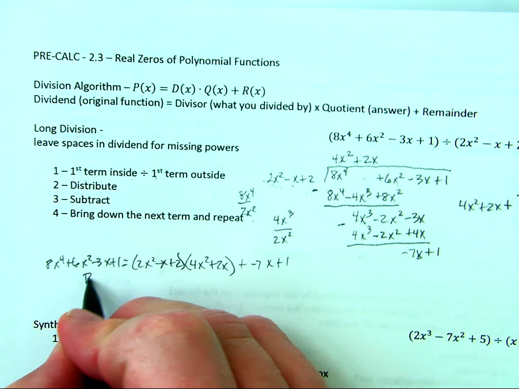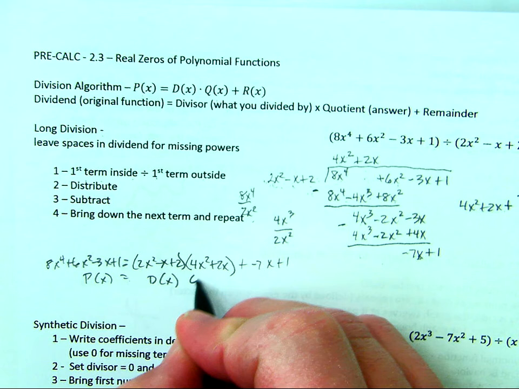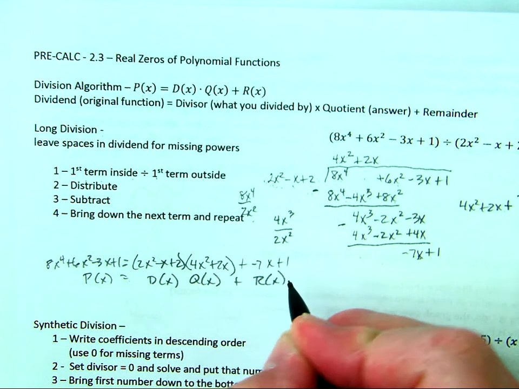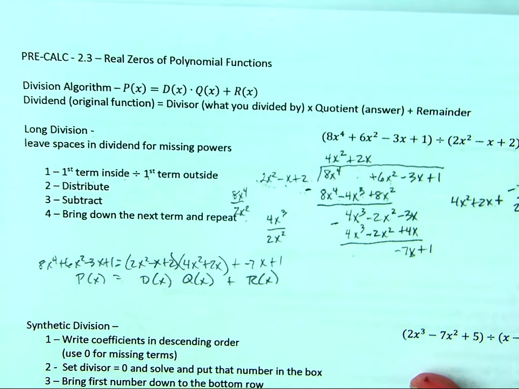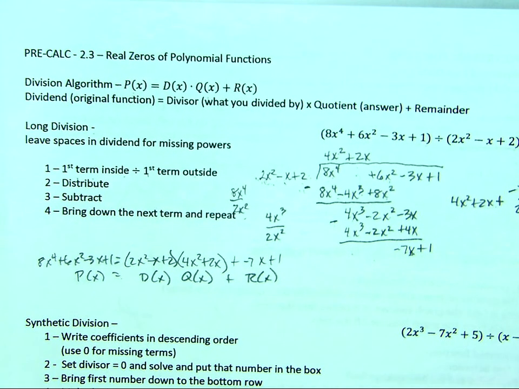So this is P of x equals d of x times q of x plus r of x for the remainder. That's just the same thing, it's just a fancy way of writing it. I will very seldom ask you to write it like that. I much prefer this other answer we got. Okay, that's long division.